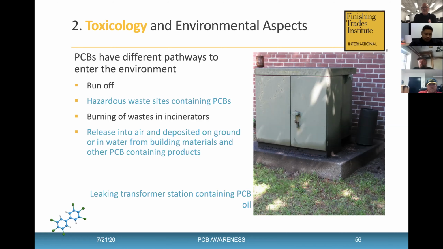And if it was caulking that came from before 1982, right? Give us a couple extra years for after they banned them, it's going to run off. Burning of waste in incinerators and release into the air and deposited on the ground and water, from building materials and other PCB products. So here's an example, right? Somebody has not been doing a good job at this building, making sure that operations and maintenance of facilities is in good order. Look at all the oil leaking out of this thing, right? So this is a way that we create pathways to have this into the environment.